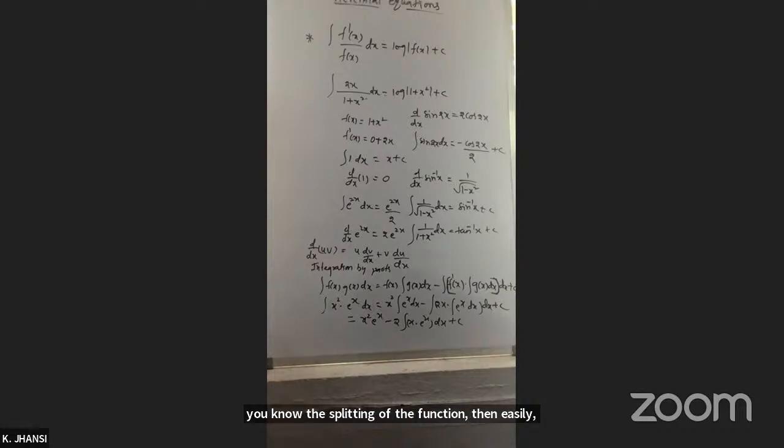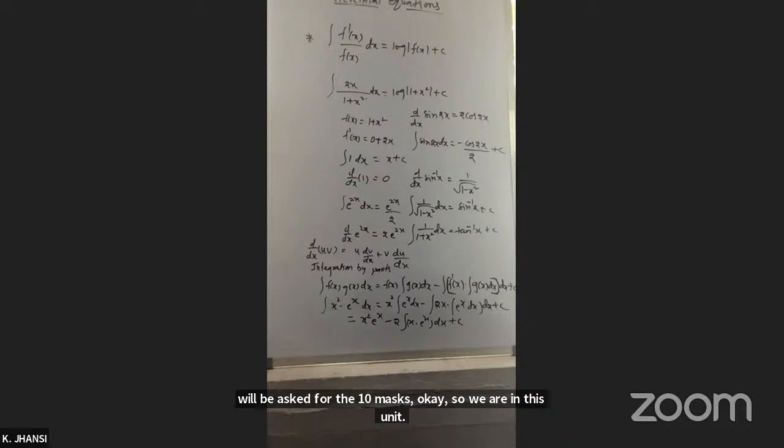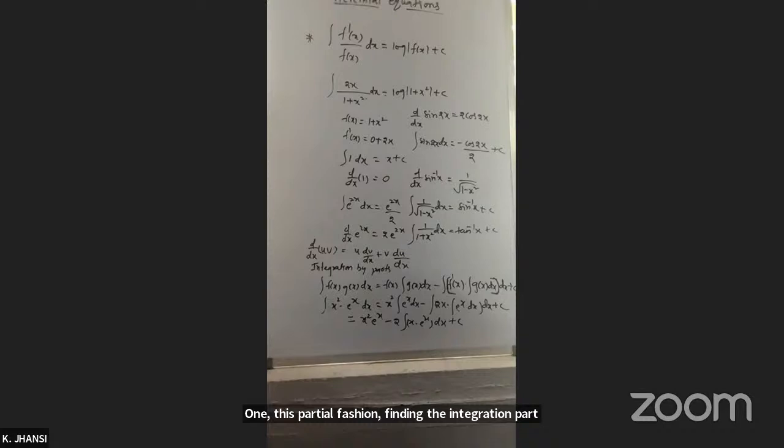Such types of problems will be asked for the 10 marks questions. In this unit 1, finding the integration by partial fractions is 5 marks. If it is a simple one, you will get a 5 marks question. If not, they will ask a 10 marks question. That is the 9th A question, which will be from this unit.